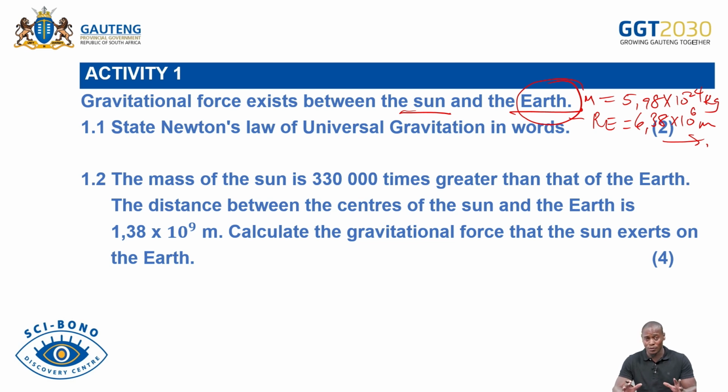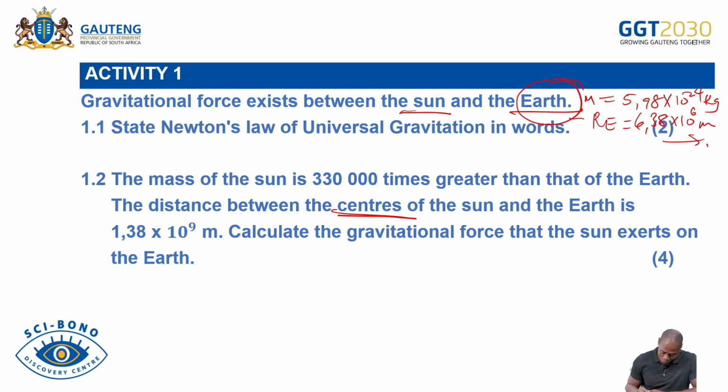Okay, so please be careful when it comes to that. The mass of the sun is 330,000 times greater than that of the earth. The distance between the centers, very, very important, between the centers of the sun and the earth is 1.38 times 10 to the power 9 meters, right?